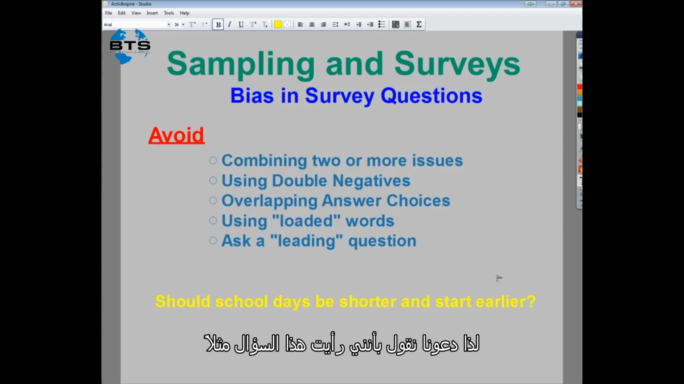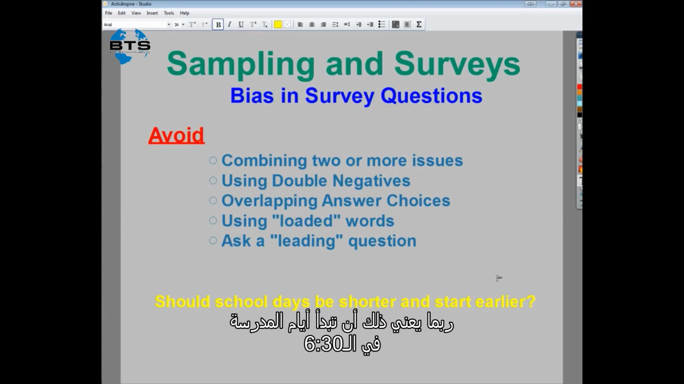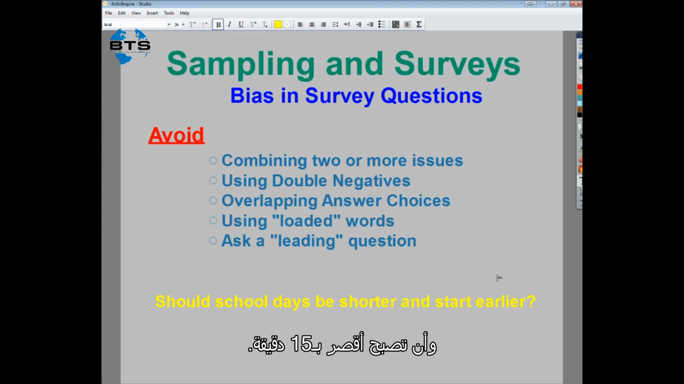So let's just say, for instance, I saw this question, and I wasn't really sure what it meant. All of a sudden, that kind of ambiguity makes the bias start to creep into the equation. Maybe that means that school days will start at 6:30 in the morning and they'll be 15 minutes shorter. So instead of getting out at 2:30 like the school does now, it gets out at 1:15, because we go an hour earlier, which would normally make us leave at 1:30, but we get out at 1:15. So 15 minutes less of school, and I only have to get here an hour earlier.